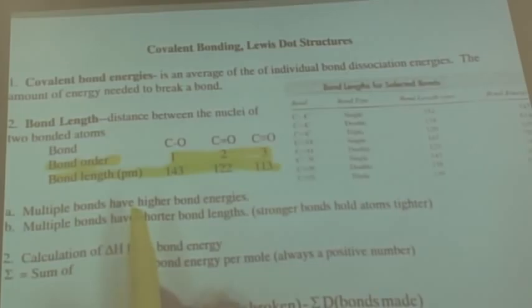Multiple bonds have higher bond energies. They have higher bond energies because there are more of them. Multiple bonds have shorter bond lengths. They are stronger bonds. They're holding the atoms more tightly together.